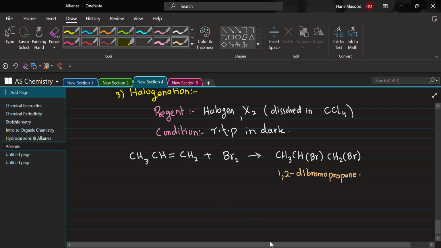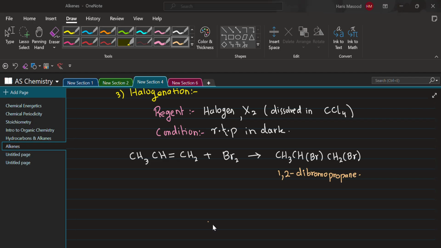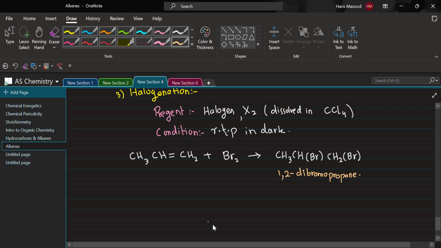Okay, now what we are doing here is, you should try to practice at home all the electrophilic mechanisms of the reactions we are doing. Any of these reactions can come and you just have to draw the electrophilic addition mechanism of that.